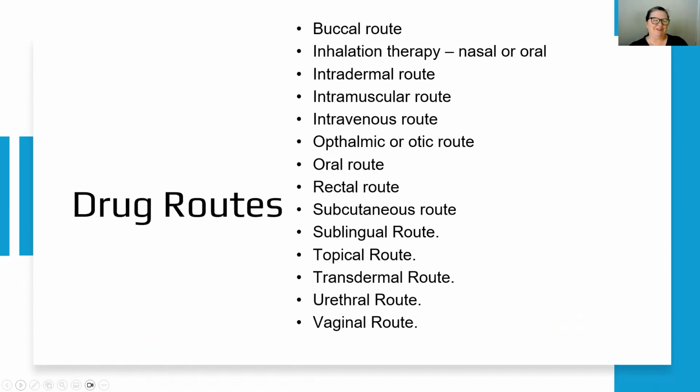There's the sublingual route, which is under the tongue, usually tabs of some kind that'll melt underneath the tongue. Sometimes it's a liquid that can be injected under the tongue. The topical route is usually a cream or an ointment or something like that that will then be rubbed in or absorbed into the skin. Transdermal is very similar to topical, only transdermal is usually a patch of some kind that contains the medication that is applied to the skin and then is absorbed through the skin that way.